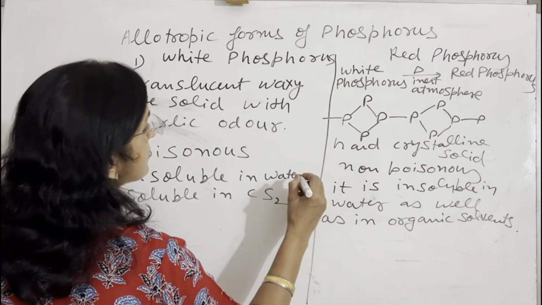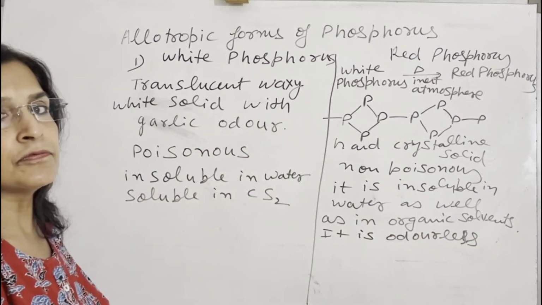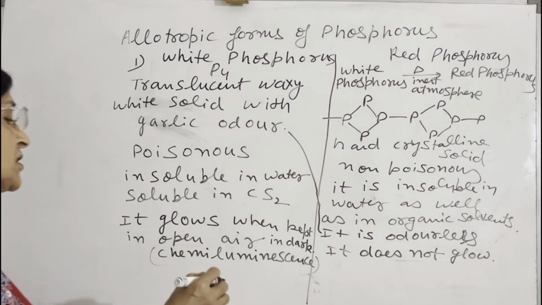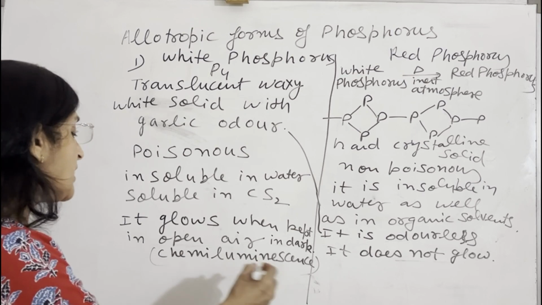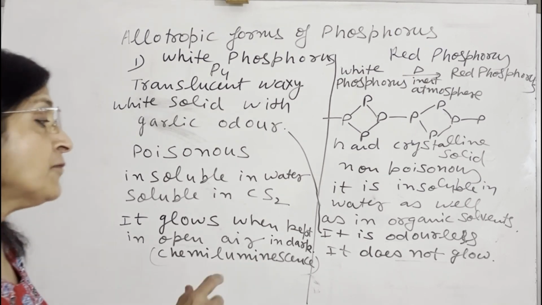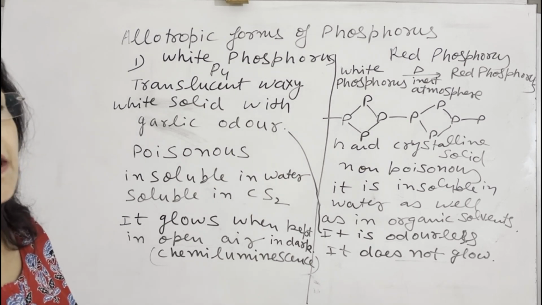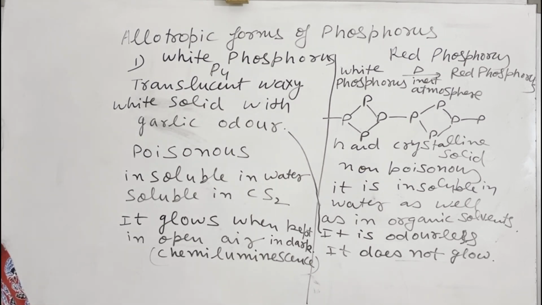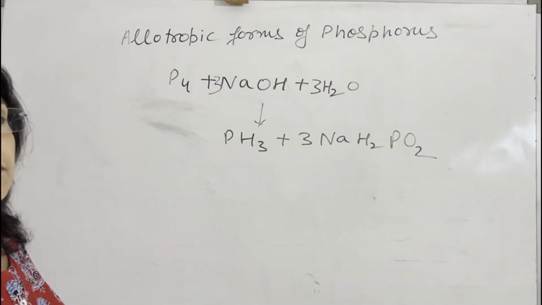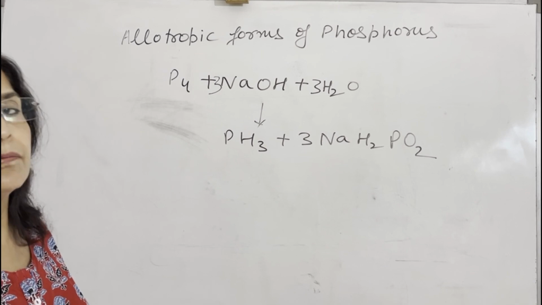It is odorless. We can differentiate between white phosphorus and red phosphorus. When white phosphorus is kept in open air in dark, it glows. This property is called chemiluminescence. Red phosphorus doesn't glow. Next difference, white phosphorus reacts with sodium hydroxide and phosphine gas is produced. Red phosphorus doesn't react with sodium hydroxide. This reaction takes place, and this reaction is a disproportionation reaction and a very important reaction.